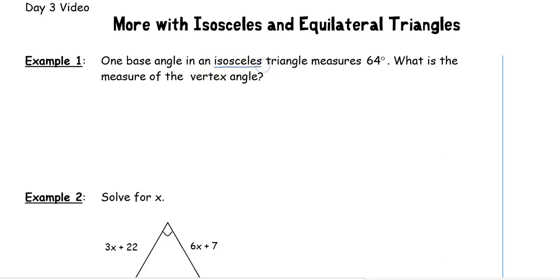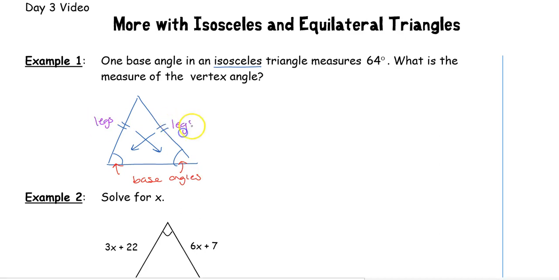Because it's isosceles, the first thing I know when I draw an isosceles triangle is that I have two sides that are congruent. When those sides are congruent, the angles across from them are also going to be congruent. And these right here are called base angles. We started talking yesterday that the sides that are congruent are called the legs, and the side that's not congruent is called the base, hence why these are going to be the base angles.